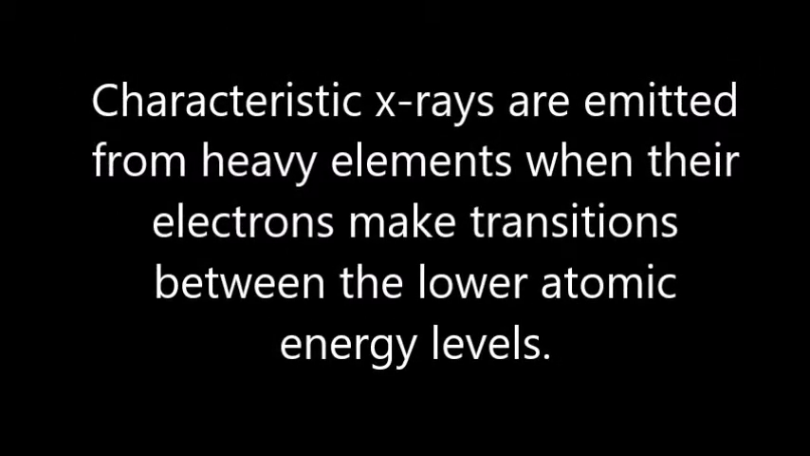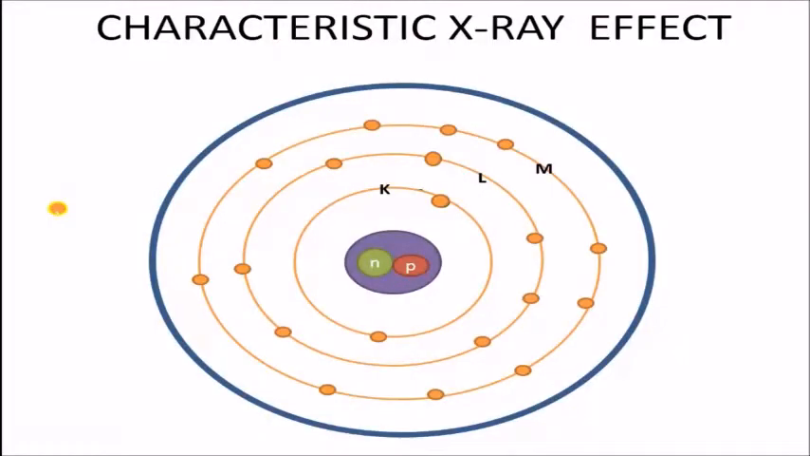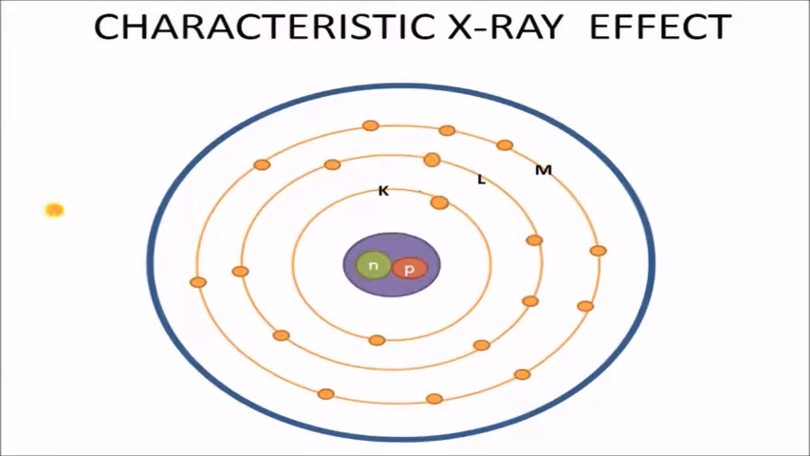It is emitted from heavy elements when their electrons make transitions between the lower atomic energy levels. Electrons of high energy accelerate into the atomic nucleus, then knock orbital electrons in the K shell out of their orbits. The vacancy created will then be filled by electrons from the L shell, producing a wave called the characteristic X-rays.